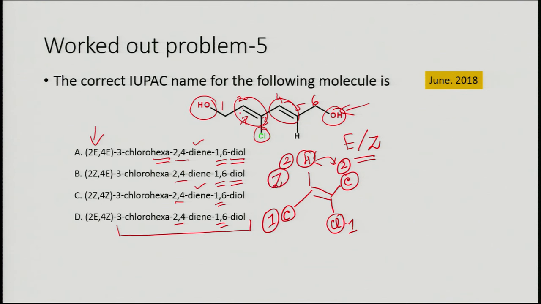So, that means the 2 carbon should be Z isomer. So, we can rule out this name and we can also rule out this name. Now we have only 2 names which contain 2Z. Now, let us move on to the next one.